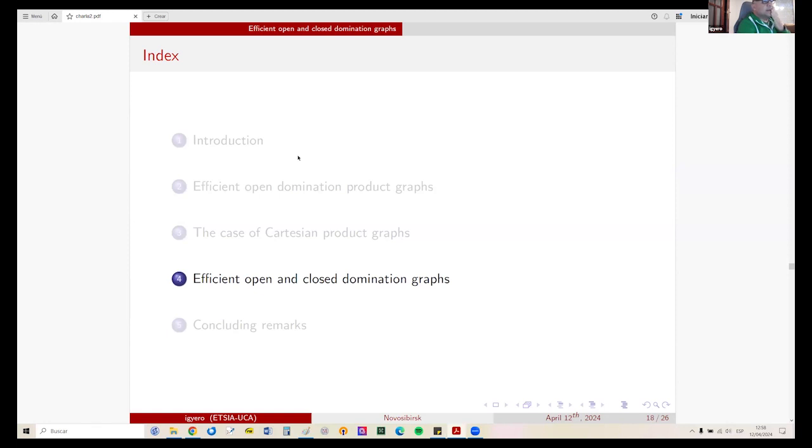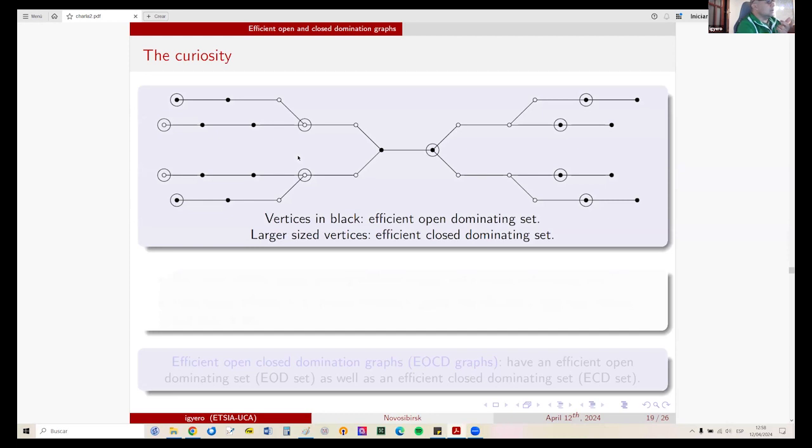One other thing that we were then considering was the following. We have efficient open and efficient closed domination, but we were wondering: is it possible that there are graphs which have both things? We know that not every graph has an efficient open dominating set, and not every graph has an efficient closed dominating set. But is it possible that there are graphs which have both? Yes, it is true. There are graphs which have both things.